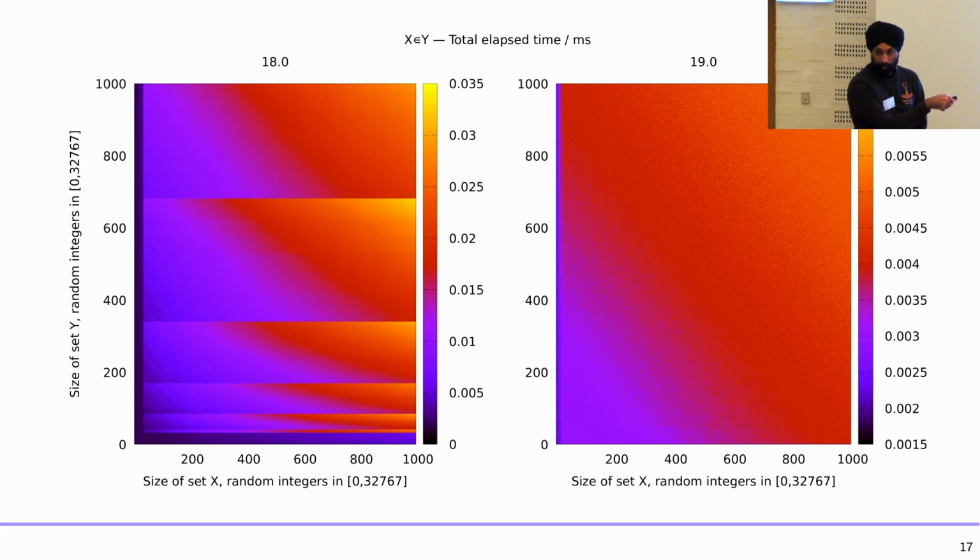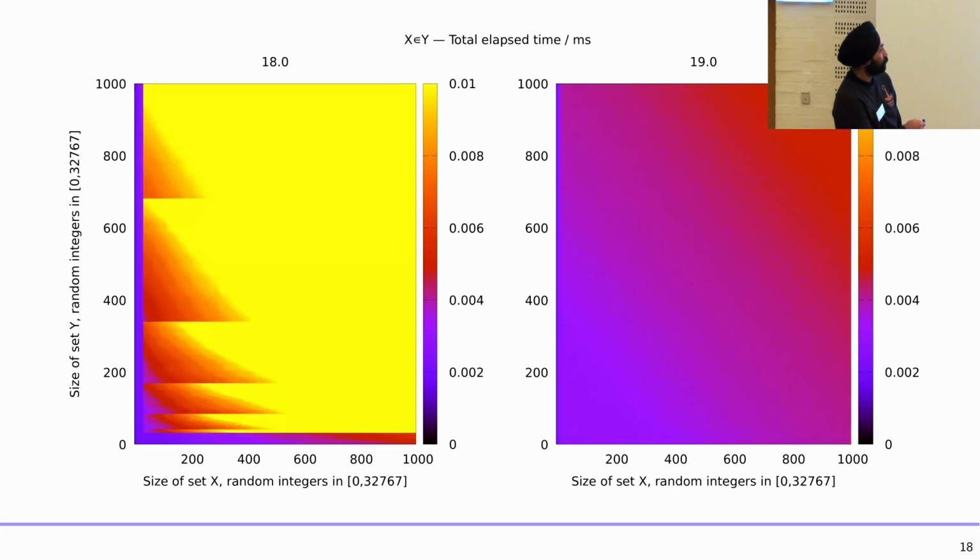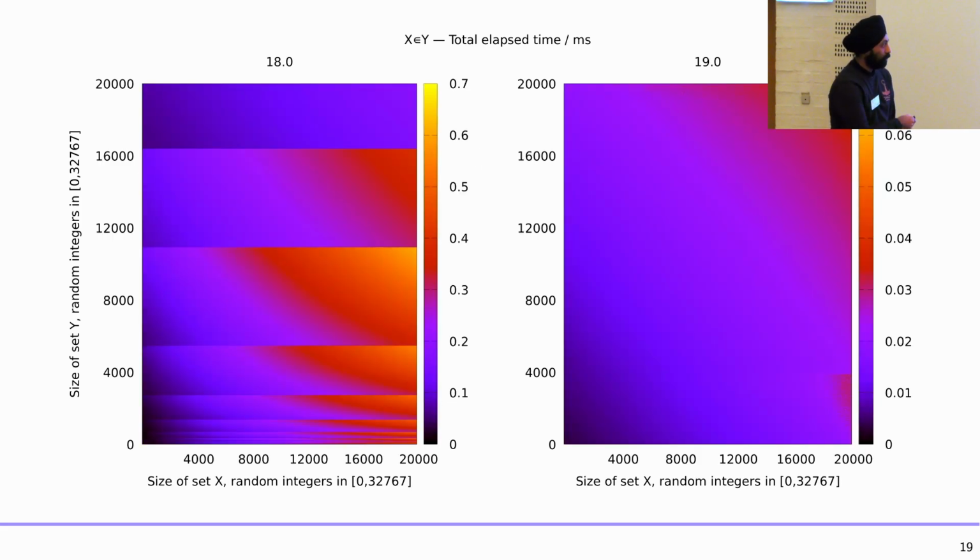Again, scales here are different, so let's equalize the scales and compare performance. 19.0, a lot faster than 18.0. There's yellow all over the place. Let's go to 20,000 sized arrays now. Here, again, scales are different. This one goes up to 0.7, this is 0.07.